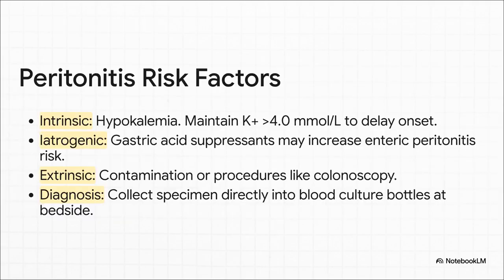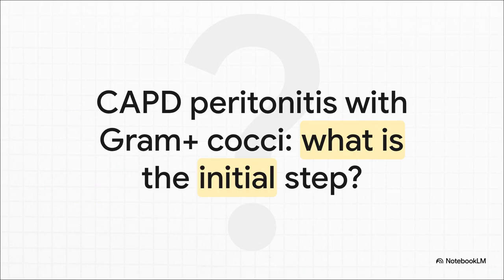Now, what's fascinating are the risk factors. It's easy to just blame extrinsic factors, like a contamination event, but we have to think deeper. There are intrinsic patient factors. Something as seemingly simple as hypokalemia can increase risk. And there are iatrogenic factors, things we do, like prescribing gastric acid suppressants, which can increase the risk of peritonitis from gut bacteria. This is why getting that diagnosis right, starting with a perfect specimen collection at the bedside, is absolutely critical.